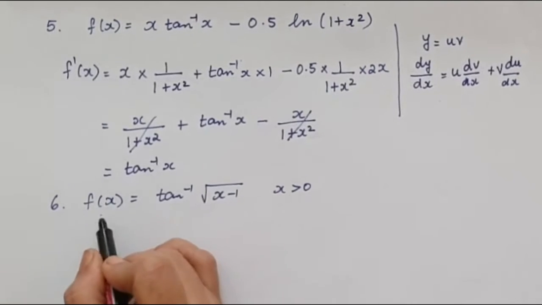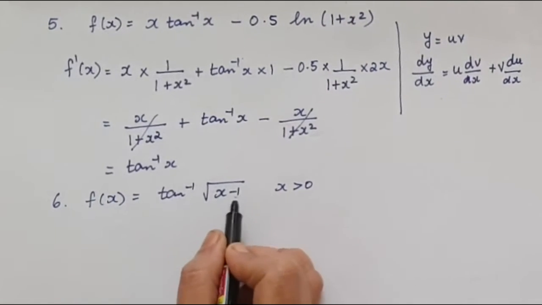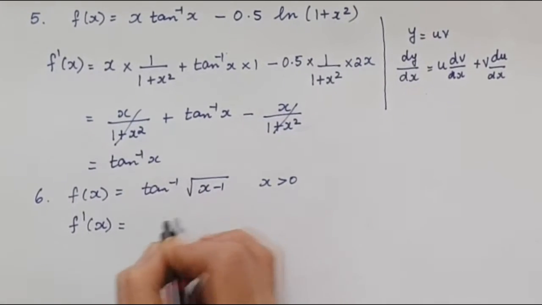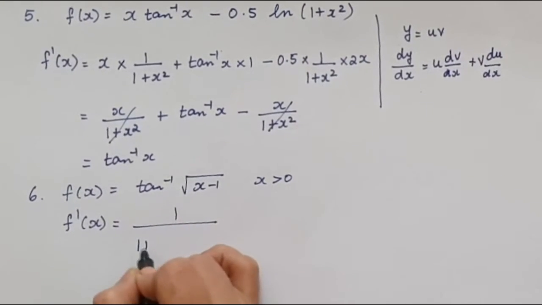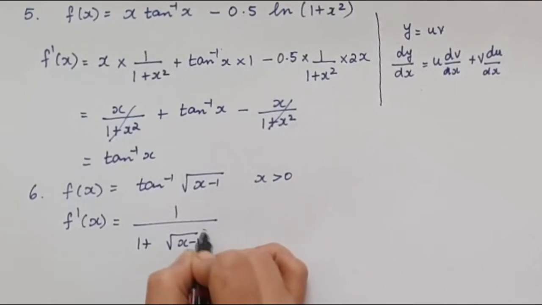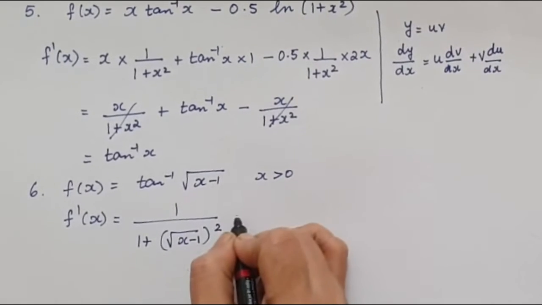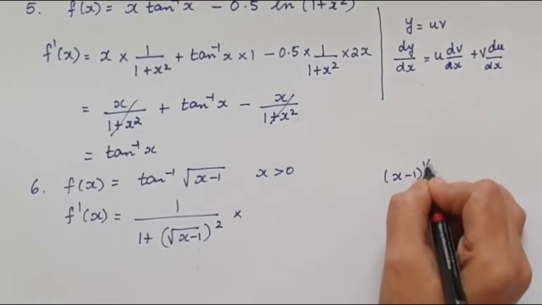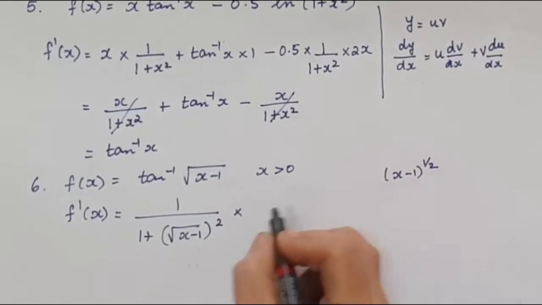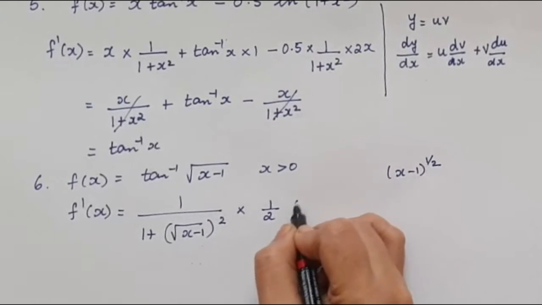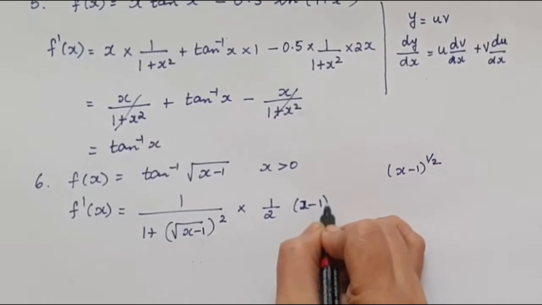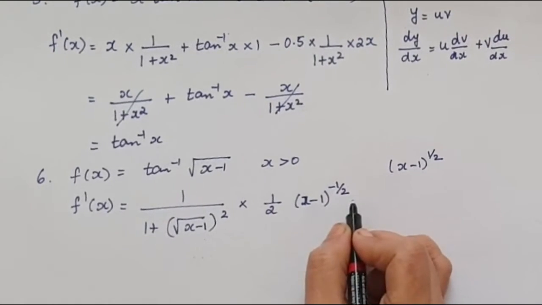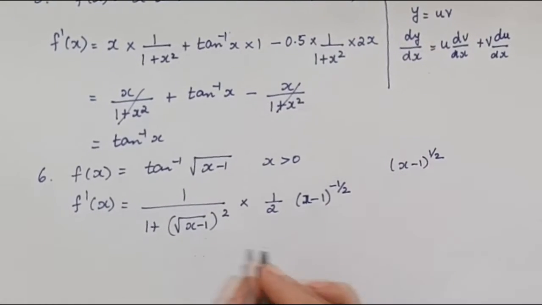Sixth question, f of x equal to tan inverse of square root of x minus 1. So f dash of x will be equal to 1 over 1 plus square root of x minus 1 the whole square multiplied by this differentiated. So this can be written as x minus 1 to the power of half. So when we differentiate it, it is half into 1, x minus 1 to the power of minus half. And then again when you differentiate the bracket, it is 1. So we are not going to make any changes.